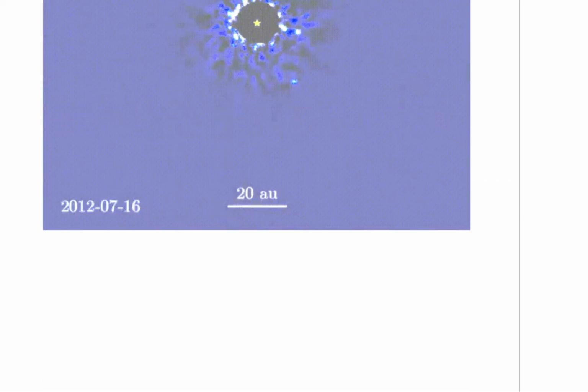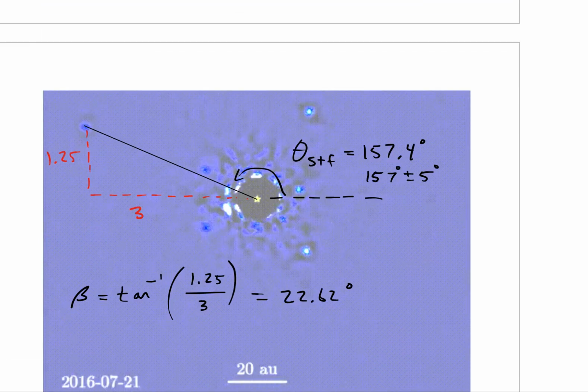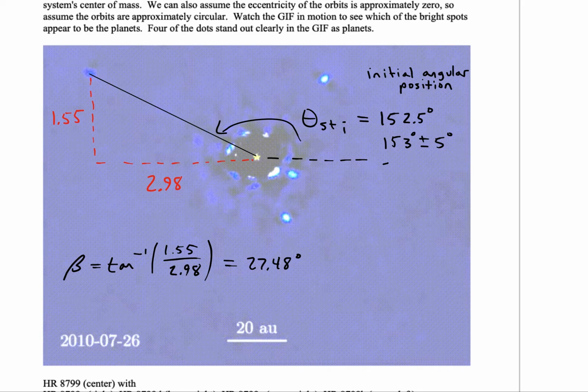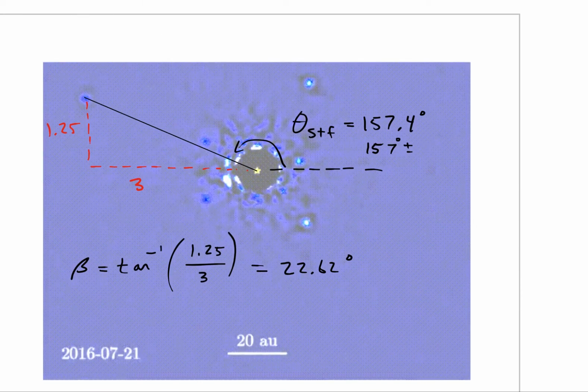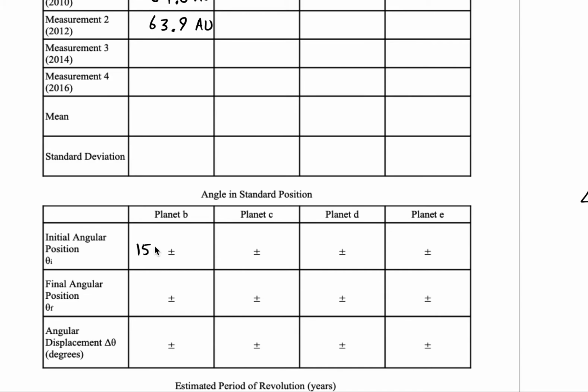And I'll put those results into my data table. So 153, 157. So okay, maybe 5's a little much. Maybe I'll lower that to 2. This is the toughest one because it's the farthest one, so it just doesn't advance very far. I don't want my uncertainty to be way too uncertain. We'll try that. Plus or minus 2, 157 plus or minus 2.